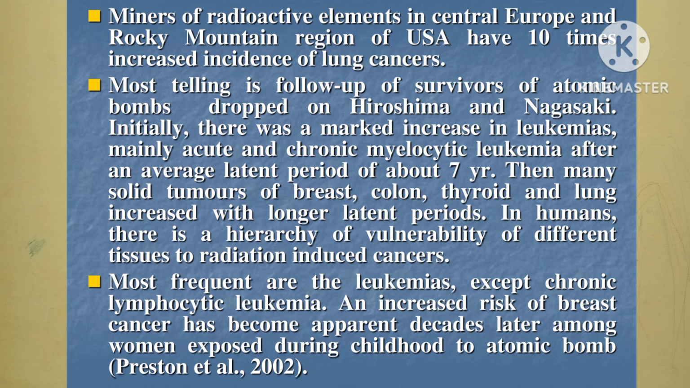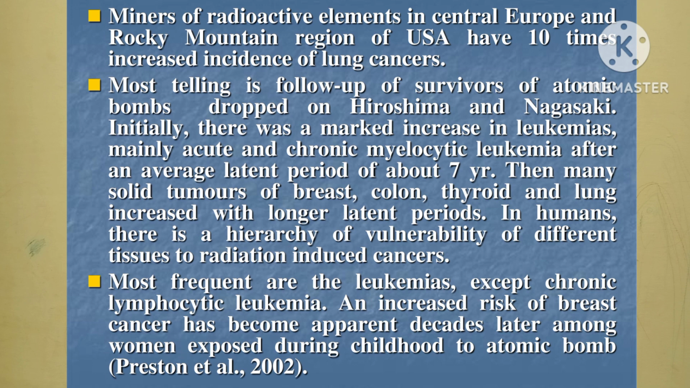Miners of radioactive elements in Central Europe and Rocky Mountain region of USA have 10 times increased incidence of lung cancers. Most telling is a follow-up of survivors of atomic bombs dropped on Hiroshima and Nagasaki. Initially, there was a marked increase in leukemias, mainly acute and chronic myelocytic leukemia, after an average latent period of about 7 years. Then many solid tumors of breast, colon, thyroid, and lung increased with longer latent periods.